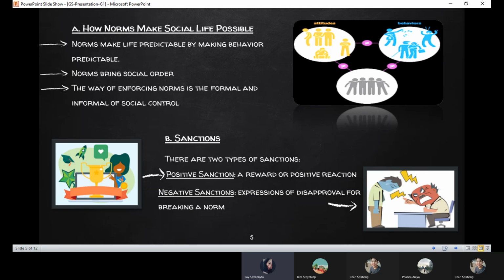Now let's move to the first point. How norm makes social life possible? First of all, what is norm? As you have already studied in cultural lesson, norm is an expectation or a rule of behavior that reflects or enforces behavior. Norm makes our life predictable by making behavior predictable.